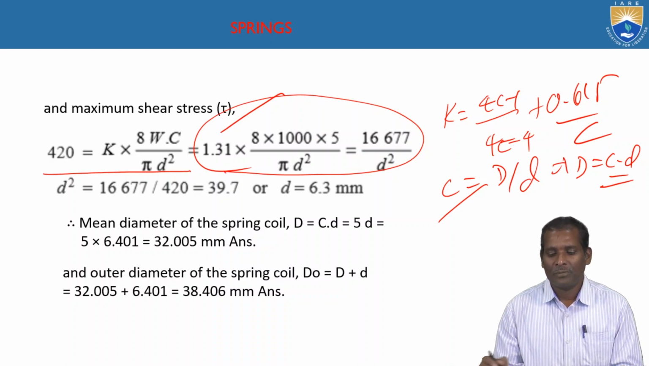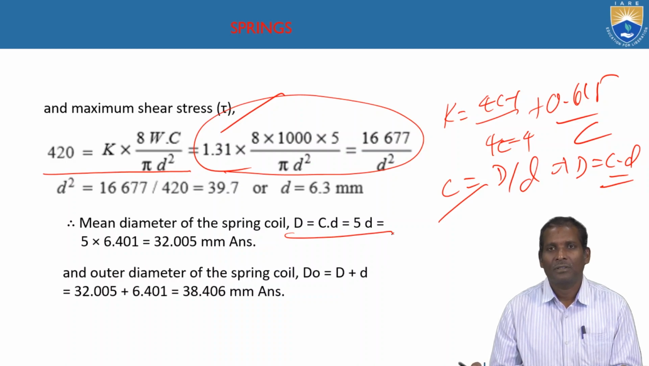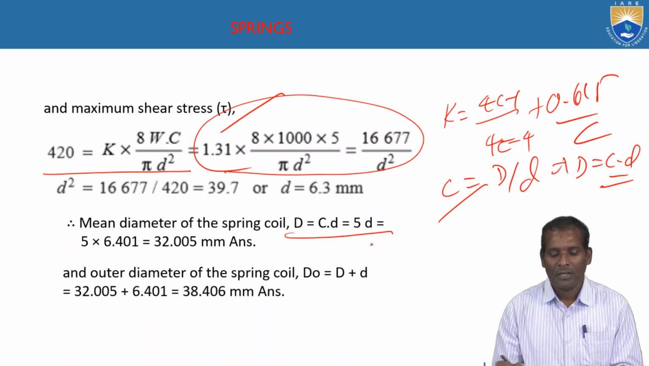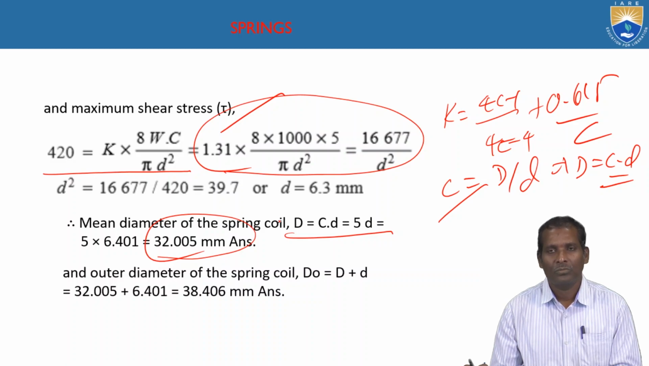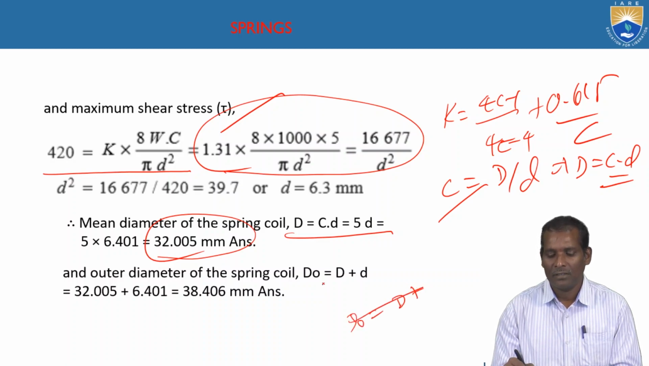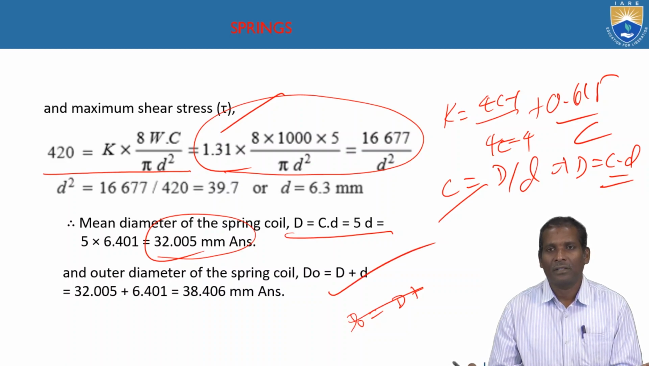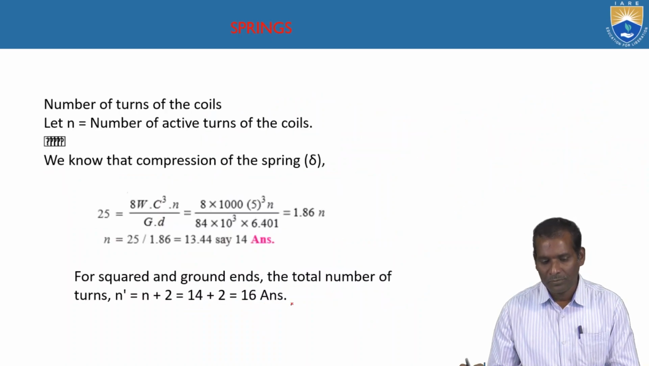So the mean coil diameter of the spring is, now substitute the above calculated value, C into d, this is 5d, and 5 times 6.41, so finally you will get 32.005, that is capital D. And the outer diameter of the spring coil is D naught equal to D plus d, already mentioned here. So capital D already calculated and d also you know. So this is the outer diameter value.